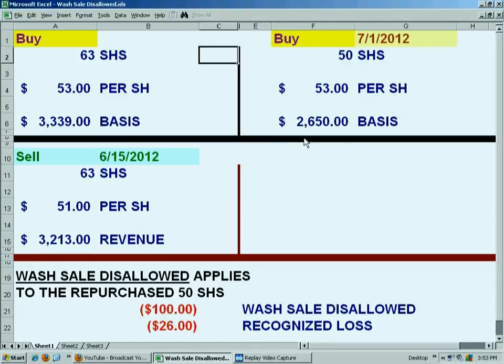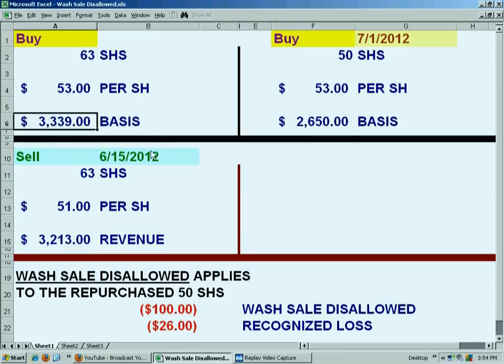Say, for instance, you bought 63 shares of something, XYZ company, $53 a share, right? And your basis is $3,339, right? That's when you bought it. Don't matter when you bought it. It could have been a while ago or whatever.